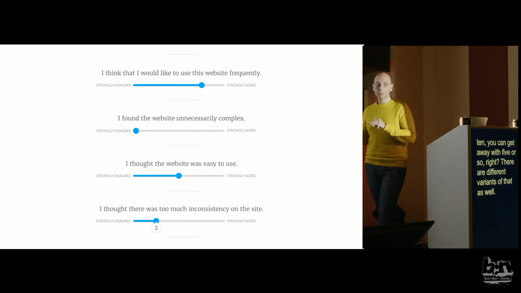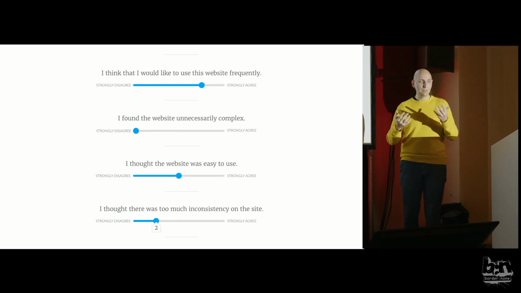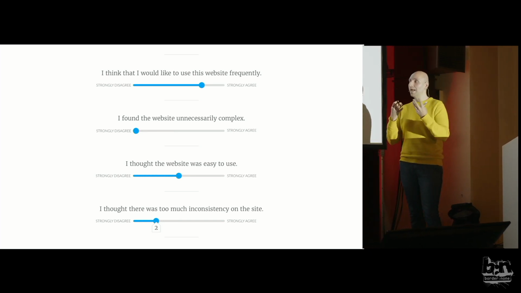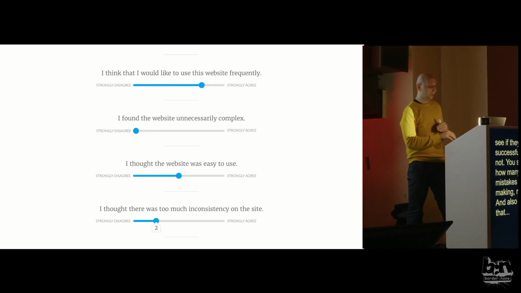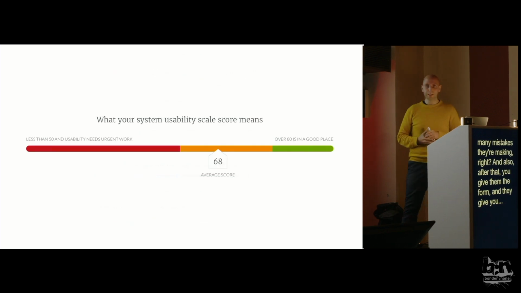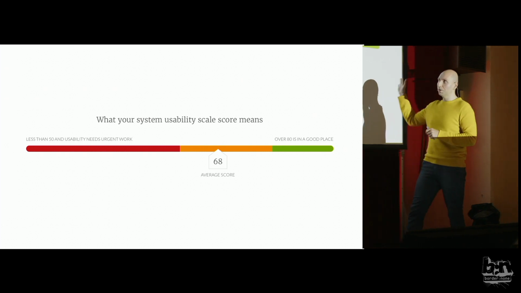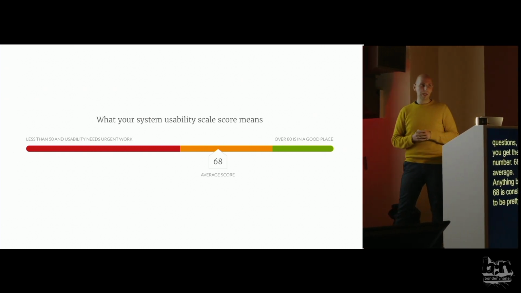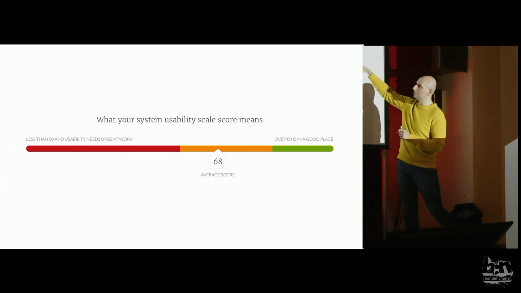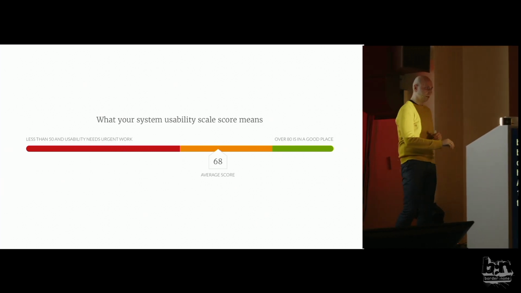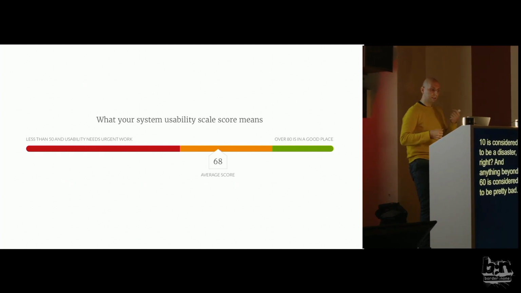You give people representative tasks that they do in that environment, and you see if they're successful or not. You see how many mistakes they're making, right? And also after that, you give them the form, and they give you the answer to these questions, and you get a number. 68 is average. Anything below 68 is considered to be pretty bad, right? Anything below 40 is considered to be horrible. Anything below 10 is considered to be a disaster, right? And anything beyond 68 or 80 is considered to be good. So you can actually measure design quite efficiently by looking at how effective people are in completing their tasks.